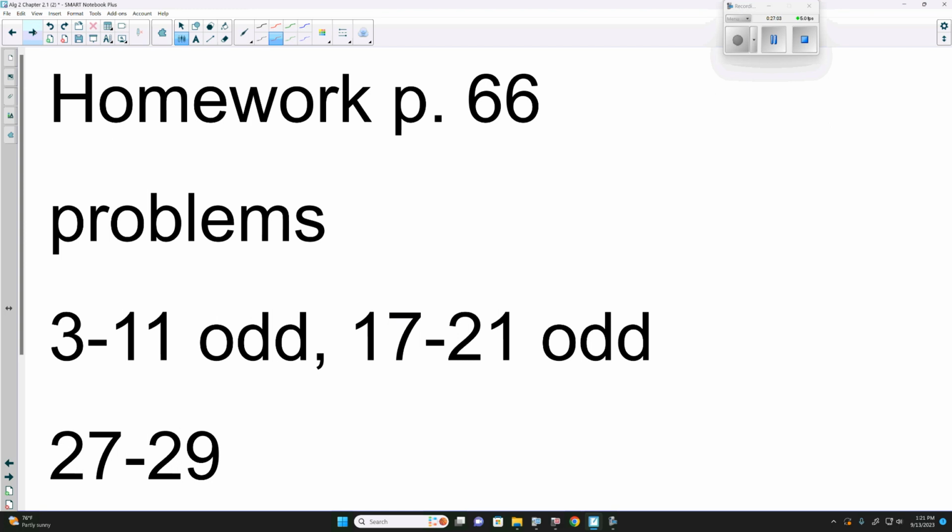You have the rest of the time to work on the assignment. 3 through 11 odd, 17 through 21 odd, 27 through 29. Now on these here, you do not have to graph. Even if the problem says to graph, you're not going to graph them. But you need to describe the transformation for 3 through 11 and 17 through 25. It's asking just for the transformation. You describe it up, down, left, right, stretch, shrink, reflections, those there. For 27 through 29, you are still describing the transformation, but you also have to name the vertex, our vertex point.